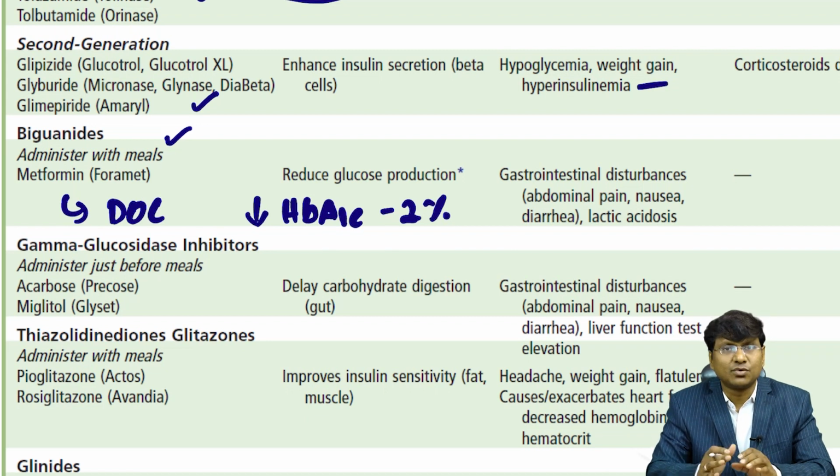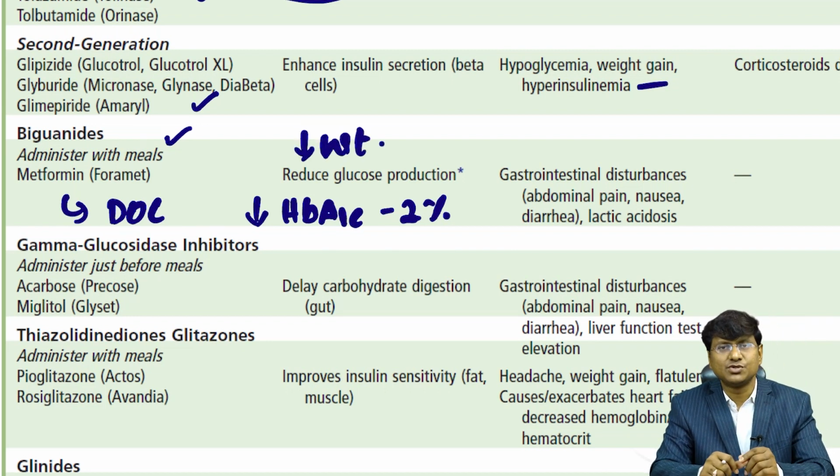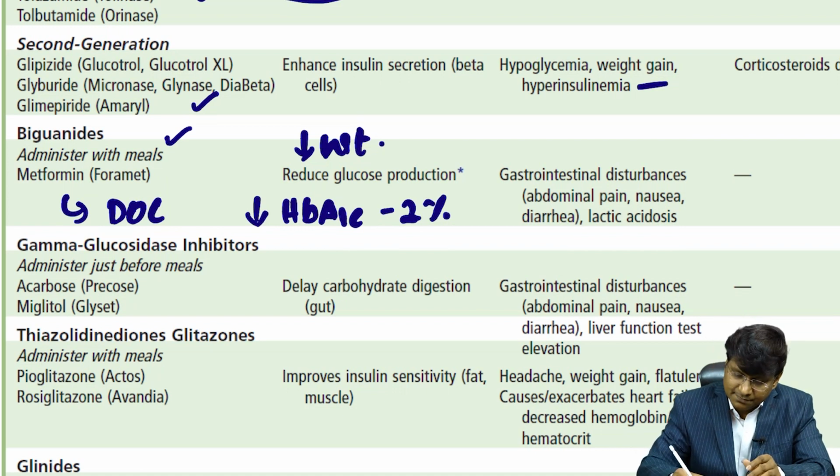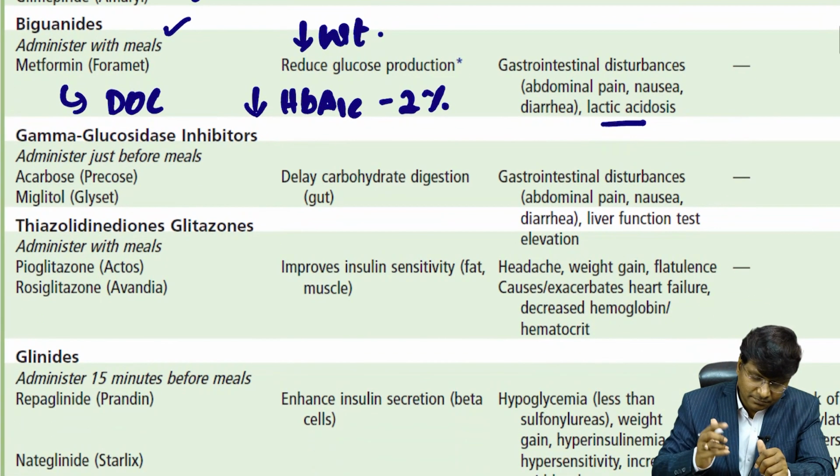Metformin will never cause hypoglycemia, and the added advantage is that it will also cause weight loss. The adverse effects include the development of lactic acidosis, and it will also cause gastritis, that is gastrointestinal disturbances. That is the reason why metformin is usually prescribed after food. So that is about the biguanide, that is metformin.